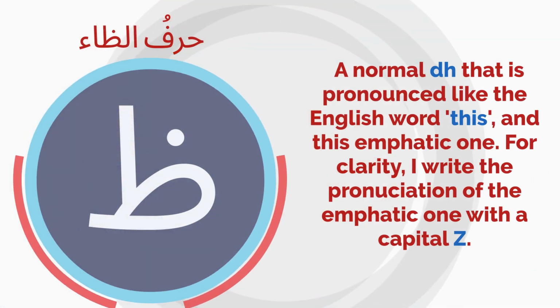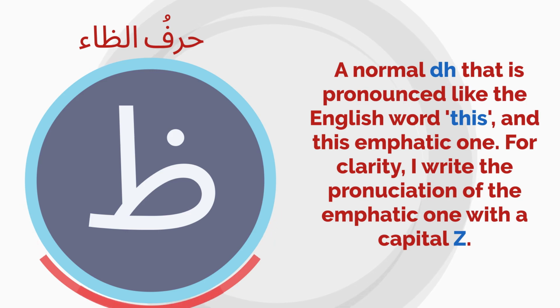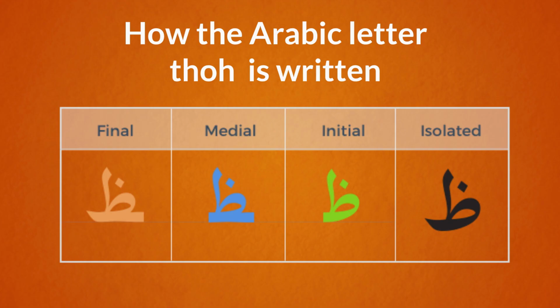حرف الظاء. There is a different form of حرف الظاء when it comes isolated and when it connects to the other letters. Let's see some examples.